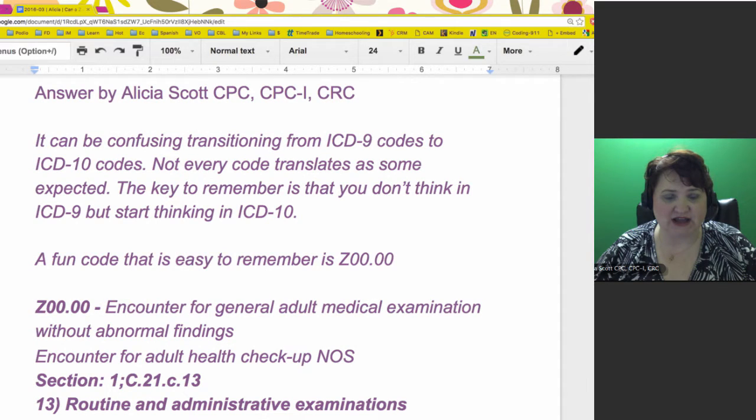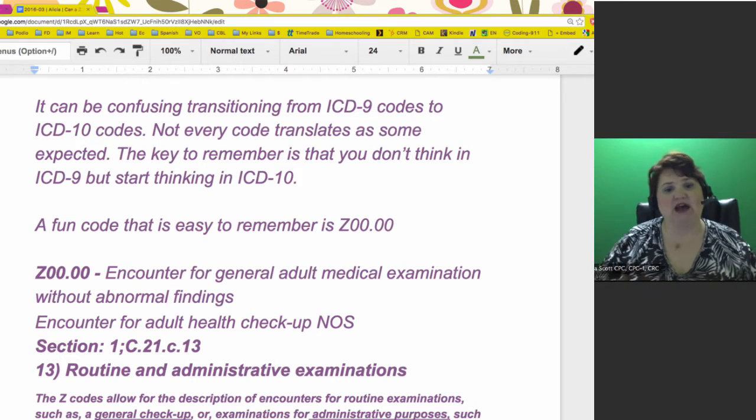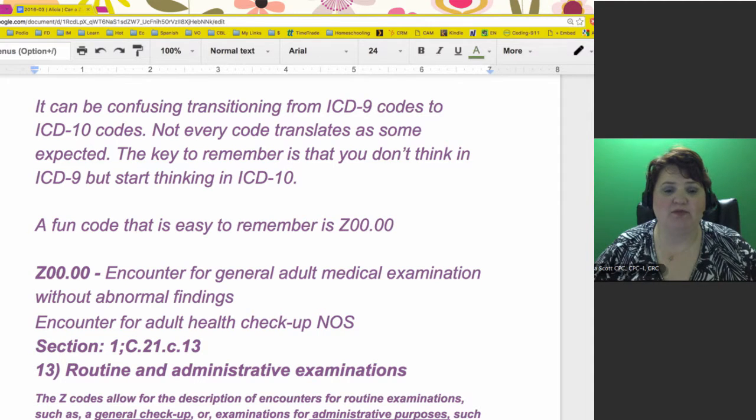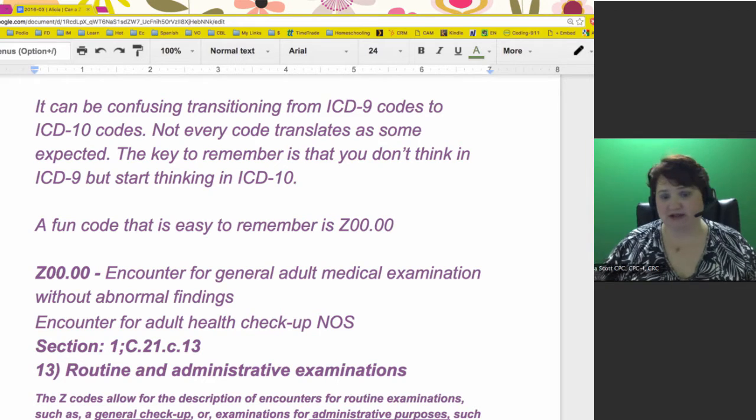Well, the thing to understand, and this second question that came in, was that they were getting confused going from ICD-9 to ICD-10, and that not all the codes translate. And so the thing to remember is that ICD-9 doesn't translate into ICD-10 perfectly, not always.